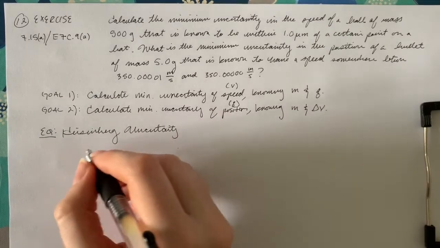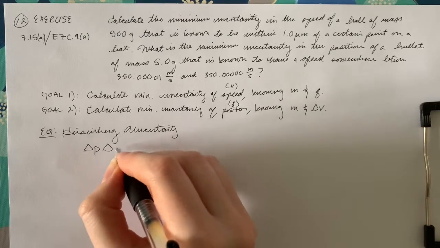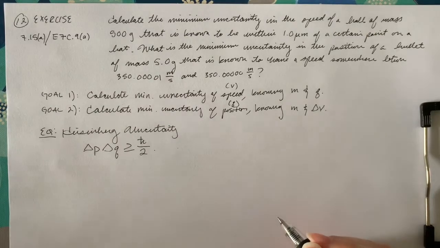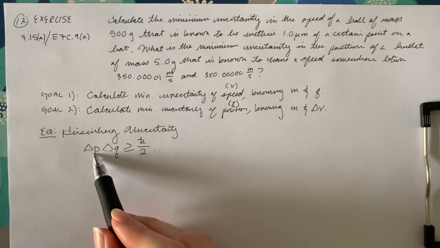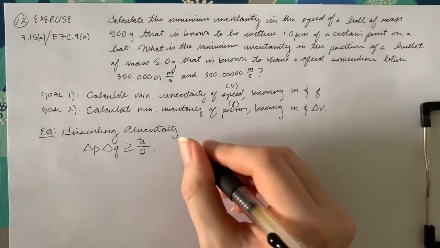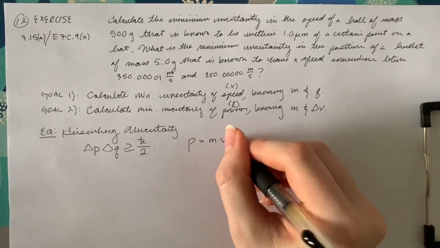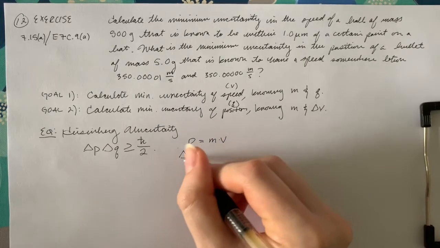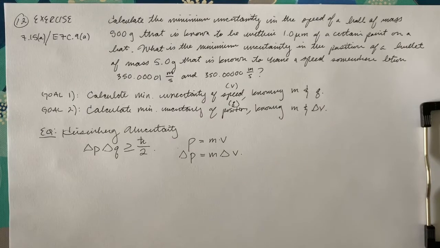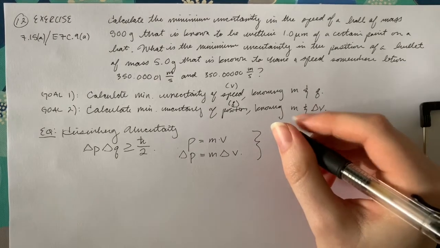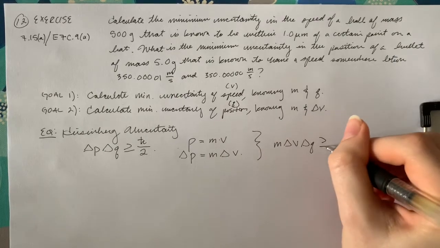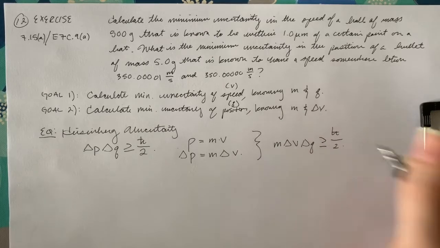Okay, so for the equations, we have the Heisenberg uncertainty: delta P delta Q is greater than h bar over 2. Now we're not given the momentum anywhere in the problem. We're given mass and velocity, but we know that momentum is mass times velocity, so the change in momentum corresponds to the change in velocity. Putting these together, we have m dv dq is greater than or equal to h bar over 2.